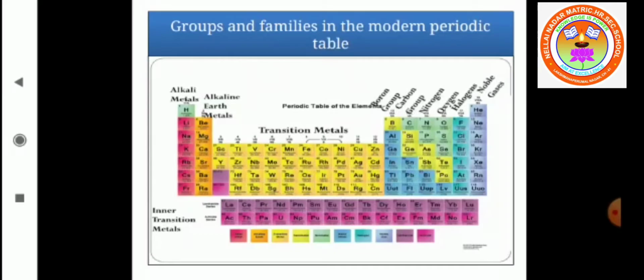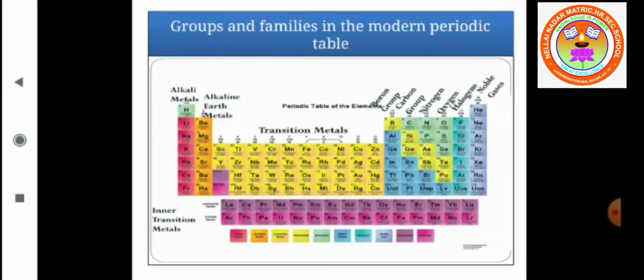Okay, children, then coming to the third group: scandium, yttrium, lanthanum, actinium. Okay, see, inner transition elements are placed at the bottom of the modern periodic table, consisting of lanthanides and actinides. So, lanthanides and actinides are included in the third group of the modern periodic table.